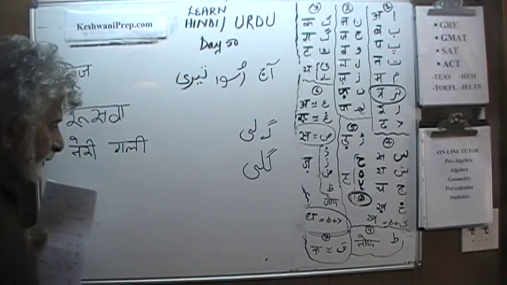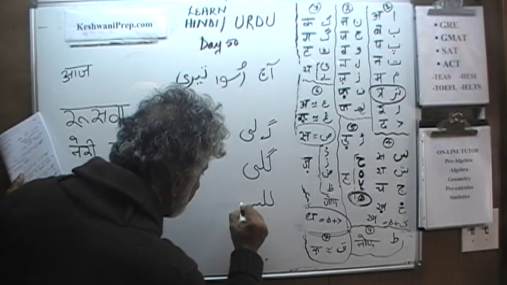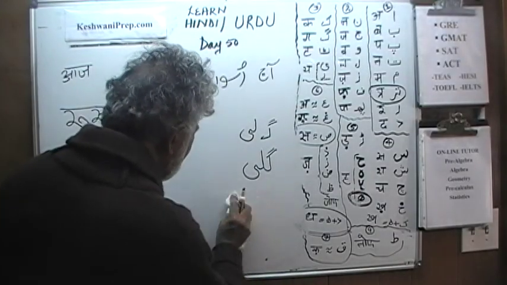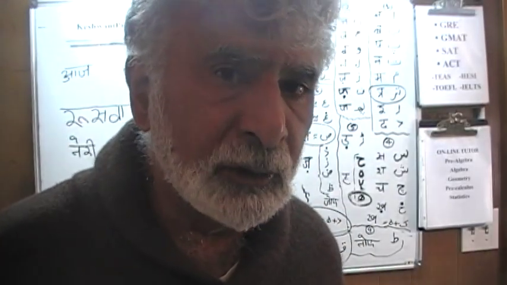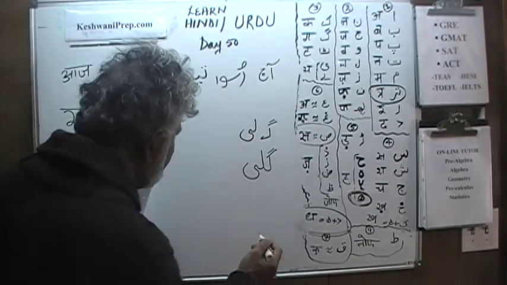Plural of gully would be gully. Let's not waste time here. The plural would be gulliyan, and another form of the plural is galion. Galion is what we need here right now. So galion would be like this.